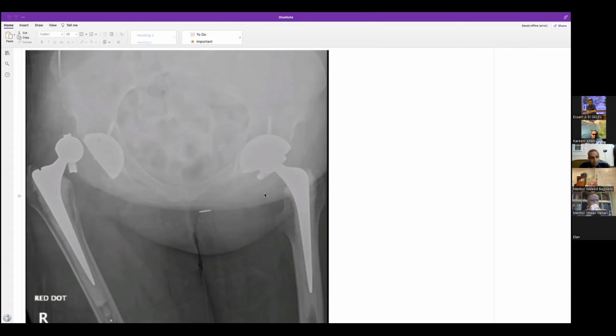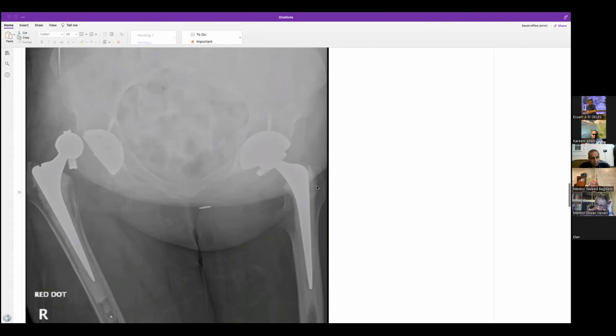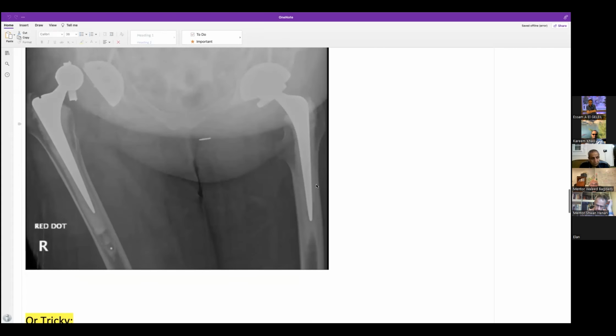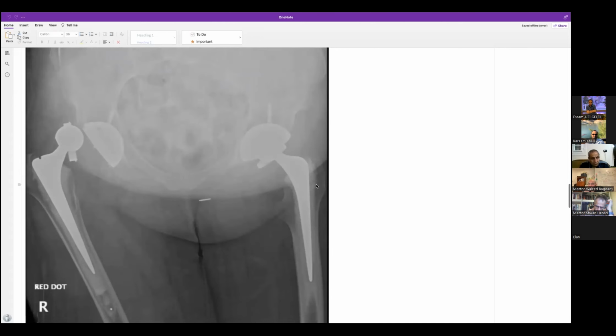Okay. So she's in ED. Yeah. Okay. So I would like to know the history, when the surgery was done and what the indication was. And, yeah, whether she had any history of trauma prior to this.